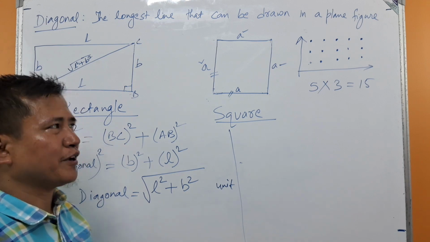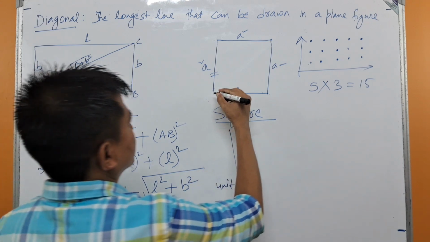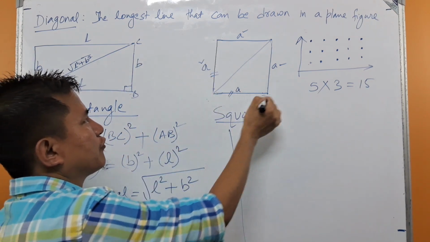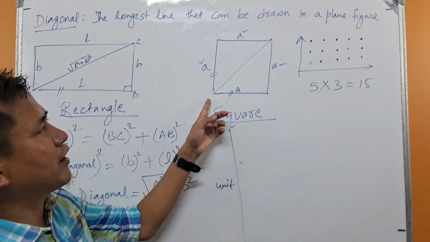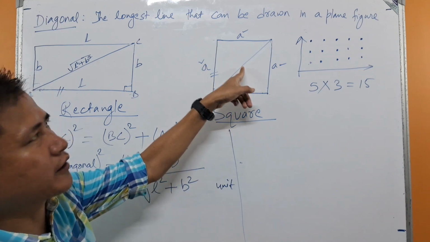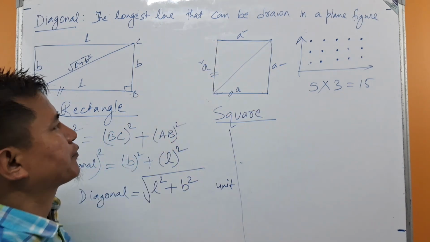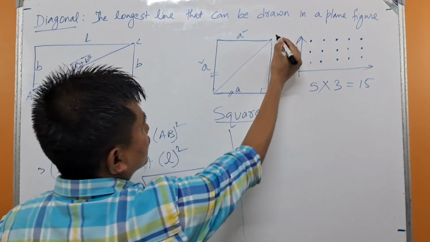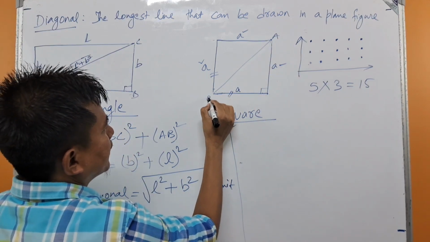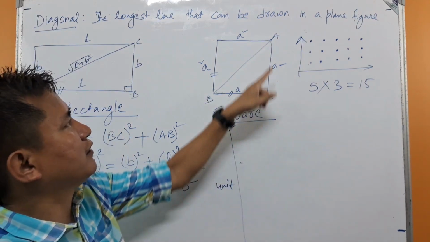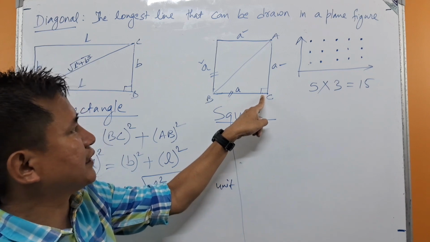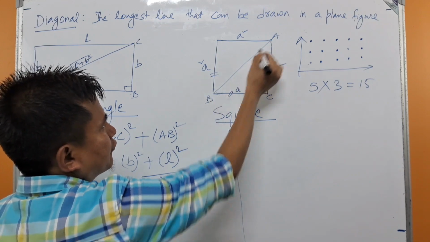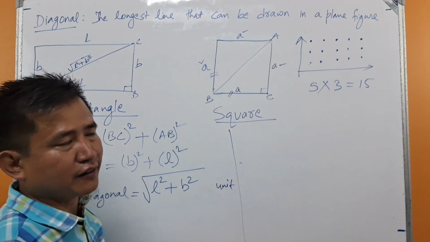Now let us see the formula for diagonal of square. So this is the diagonal of this square. This is the longest line that can be drawn within this square, isn't it? We can draw another diagonal equal to the length of this diagonal from this point to this point. Okay, so to find the length of this diagonal, what we do is we have 90 degree here, so this is A, this is B, and this is C. Okay, we have triangle ABC right angled at C, isn't it? So we can apply Pythagoras theorem to find the length of AB. AB is the length of diagonal, okay?